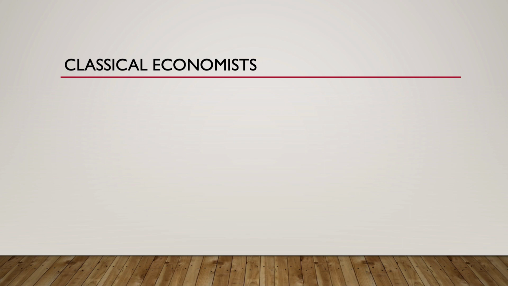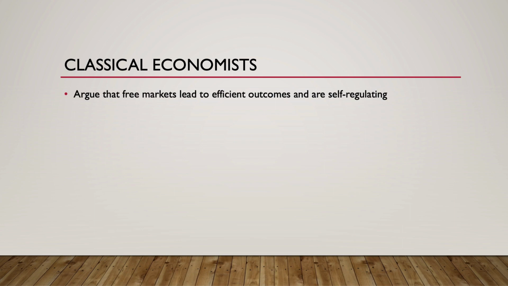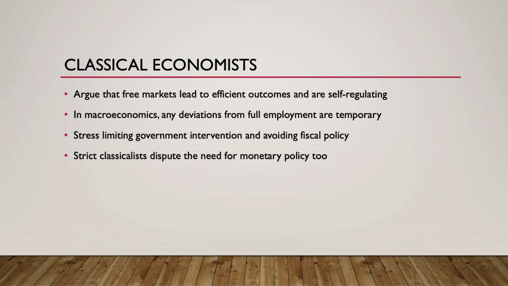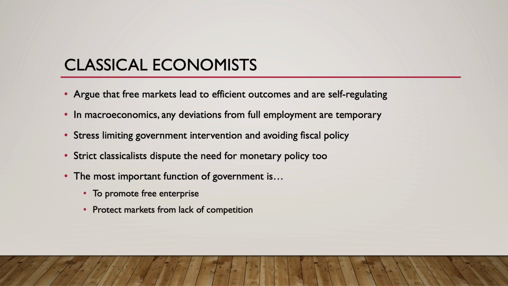Let's cover a few competing monetary theories from three different schools of thought. Classical economists argue that free markets lead to efficient outcomes and are self-regulating. In macroeconomics, classical economists argue that any deviations from full employment are only temporary. They stress the importance of limiting government intervention in the economy and avoiding fiscal policy. Strict classicalists dispute the need for monetary policy too, arguing that historically, central banks have too frequently made recessions worse and slowed economic growth. Classicalists argue that the most important function of government, perhaps even its sole function, is to promote free enterprise and protect markets from lack of competition.